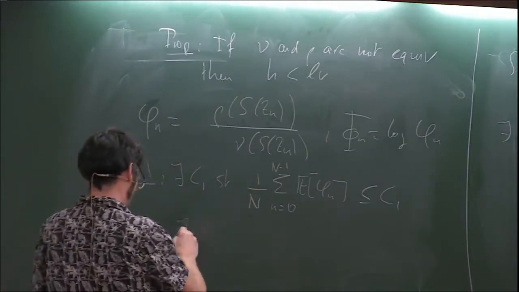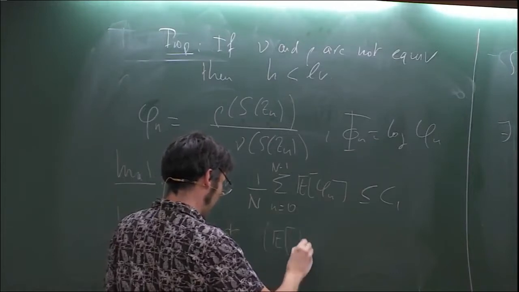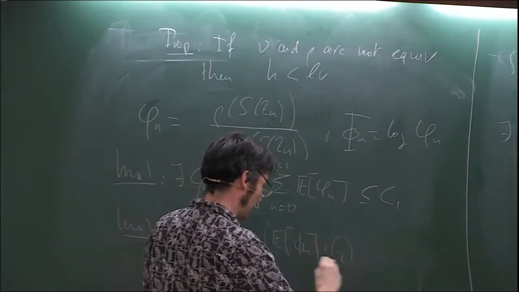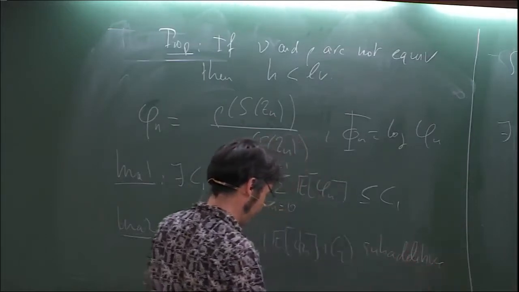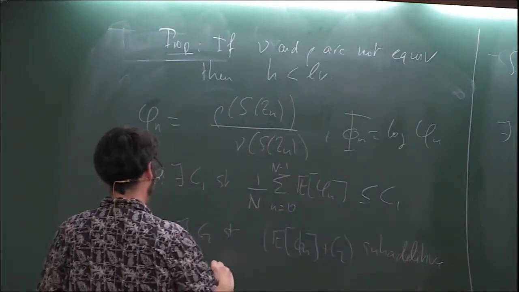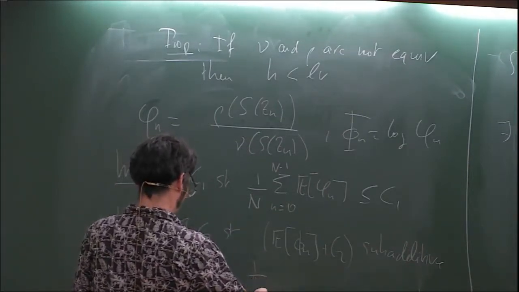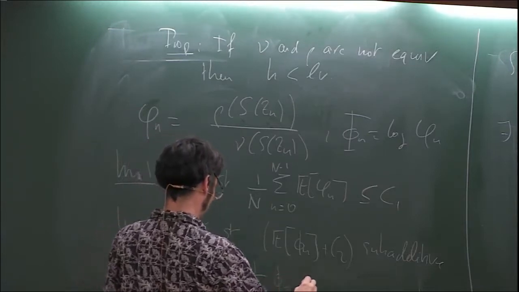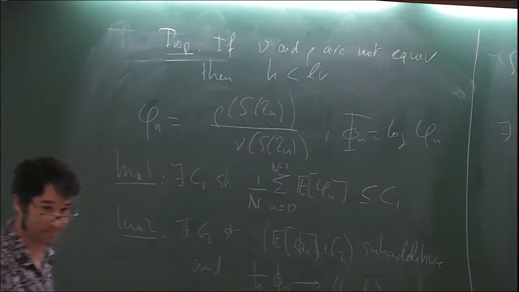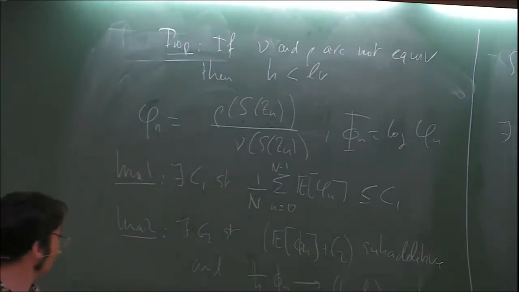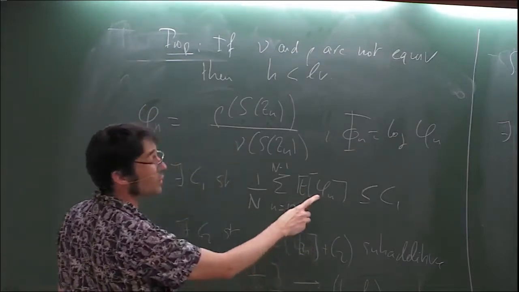2, there is a constant C2 such that the expectation of phi n plus C2 is subadditive. And 1 over n of the expectation of phi n tends to H minus LV. This is the capital phi n, this one. And this one is the little one.